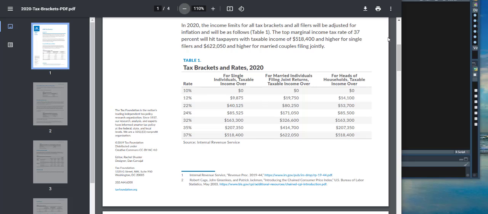You'll notice that there are 3 columns. There is a status for heads of households, but we are not concerned about that in your homework. So all you see in your homework is a column for single individuals and a column for married individuals filing joint returns. There are 5 statuses in total. Your homework simplifies that a bit for us.